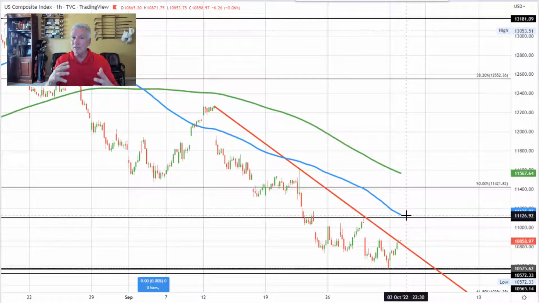So there you have it, a detailed look at the Nasdaq index, taking a look at the hourly chart, the daily chart, the weekly chart.